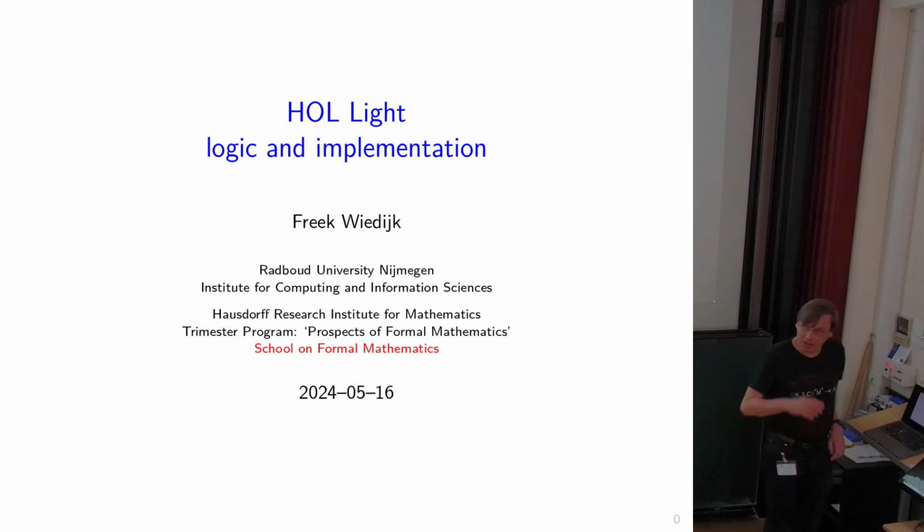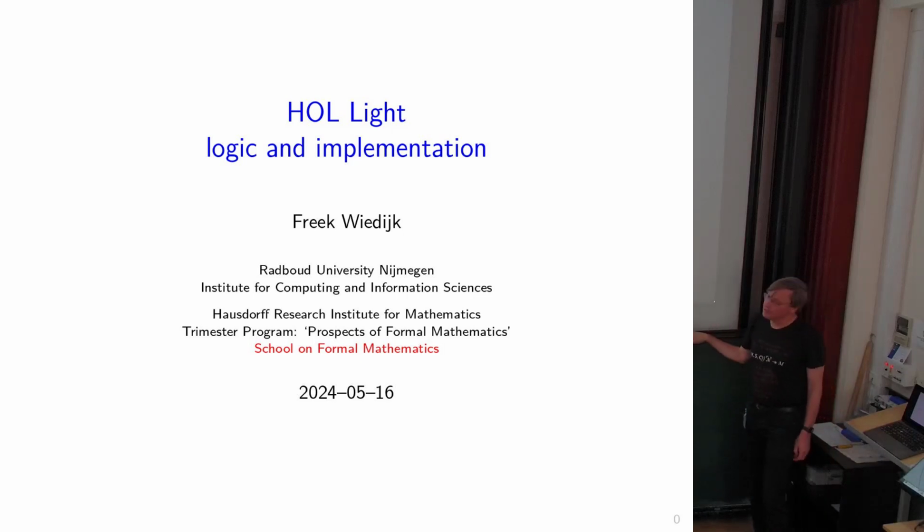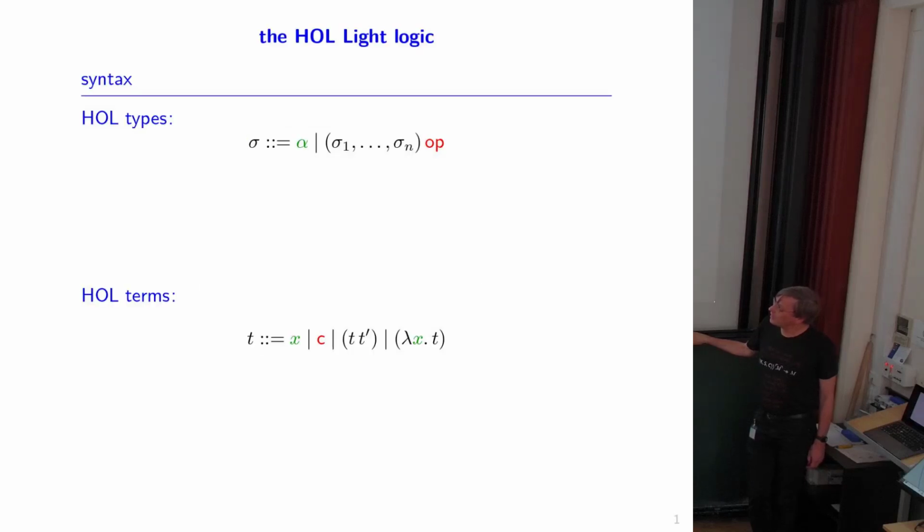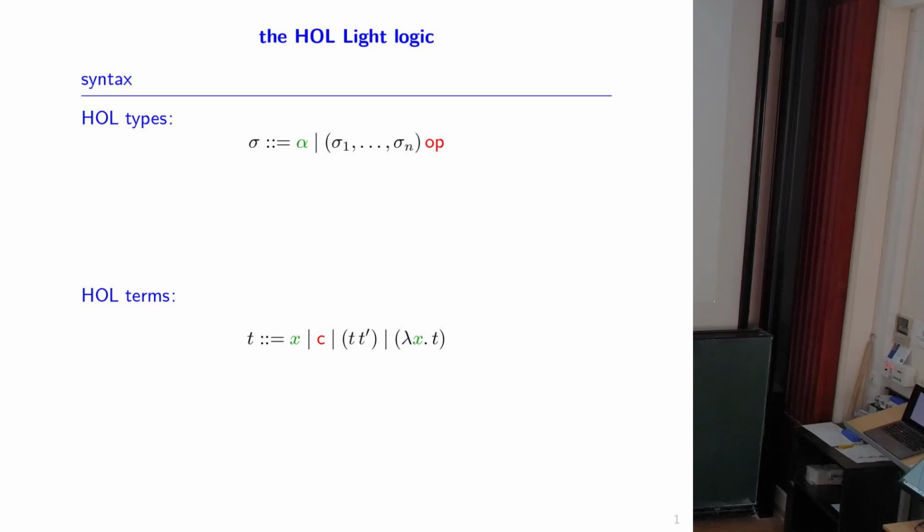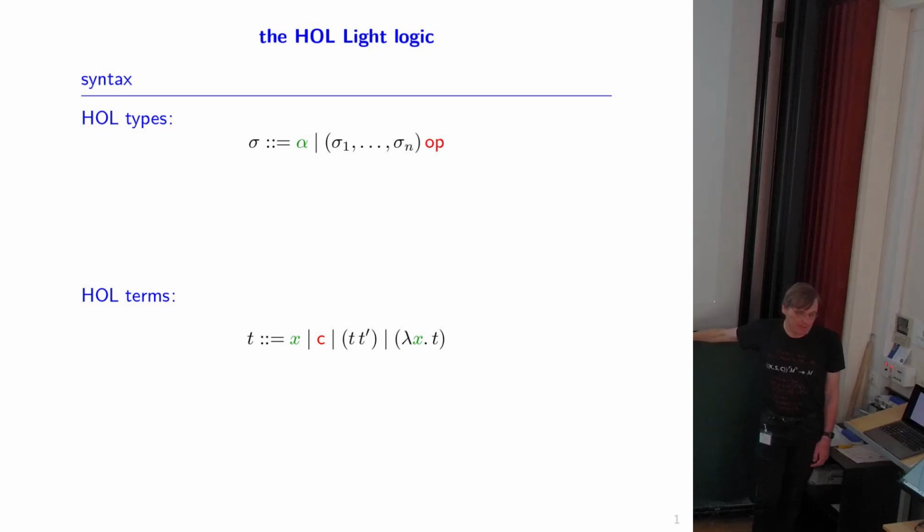Okay, so HOL Light is just simply typed lambda calculus, with two extras. One is that there are constants, and the other one is that it's weakly polymorphic, so the alphas are not base types which are fixed, but they're variables. But there's no quantification over the type variables.